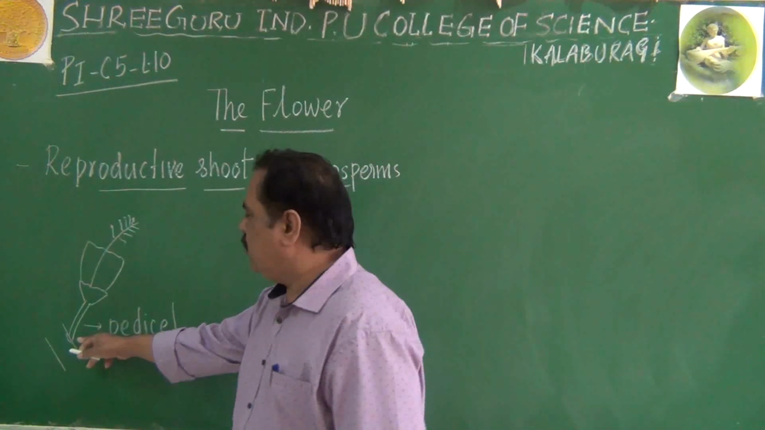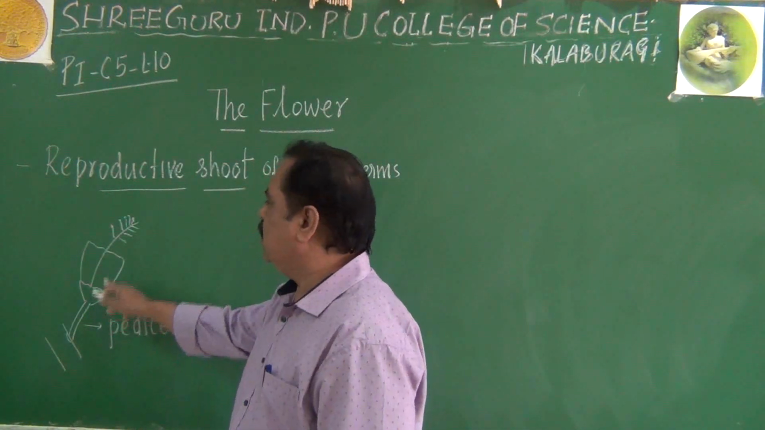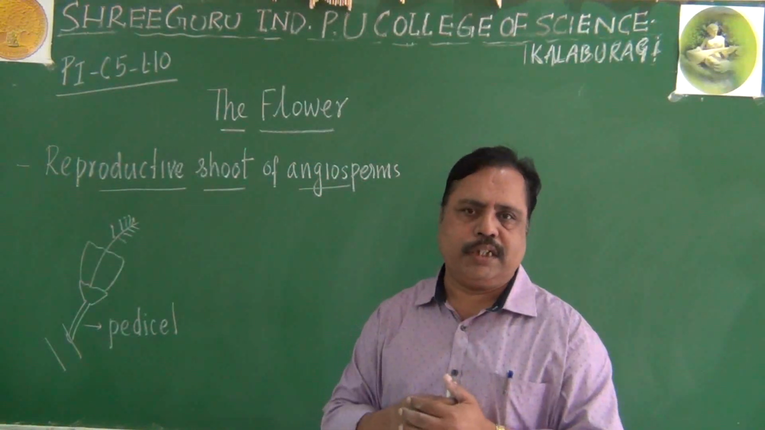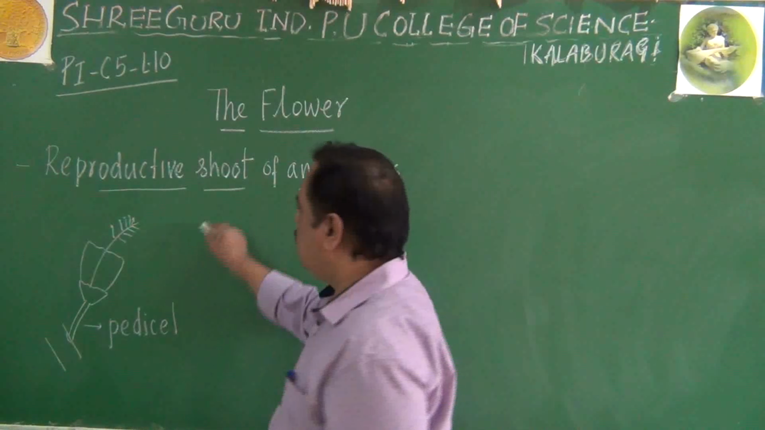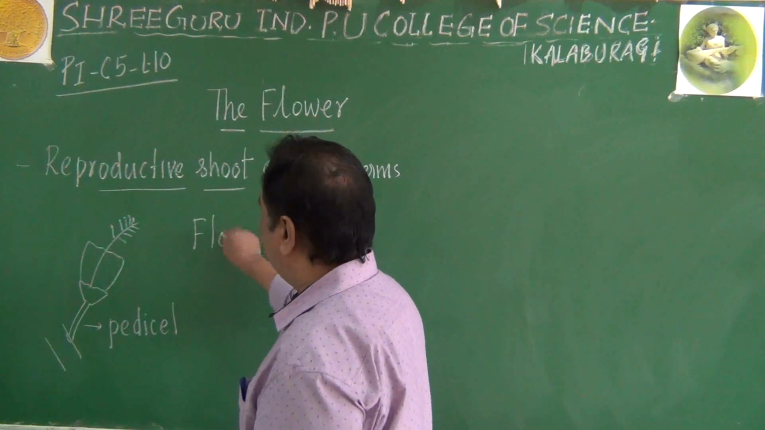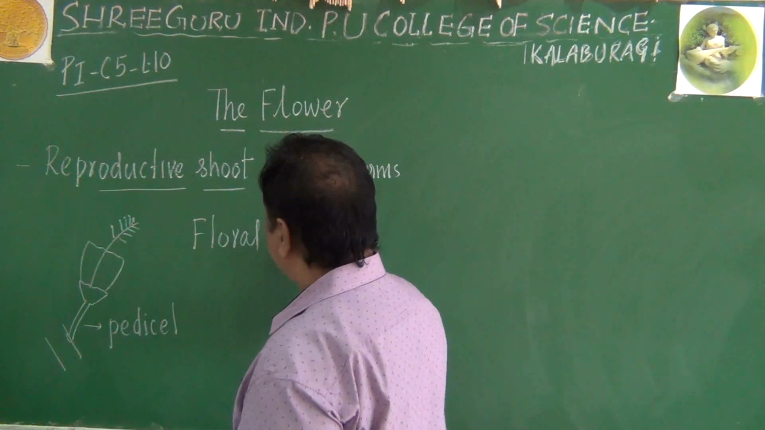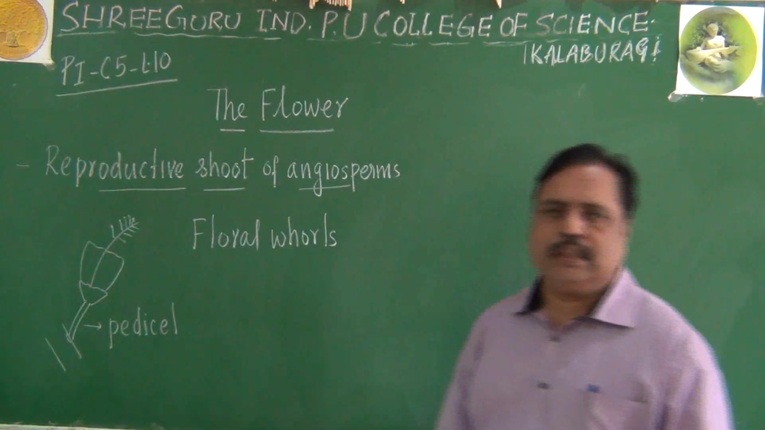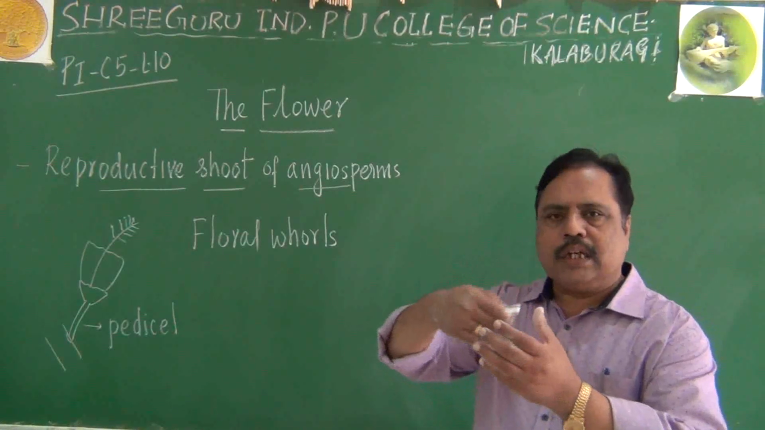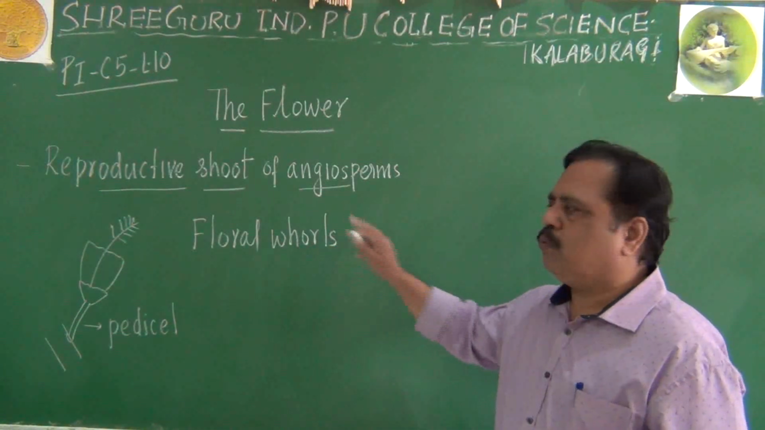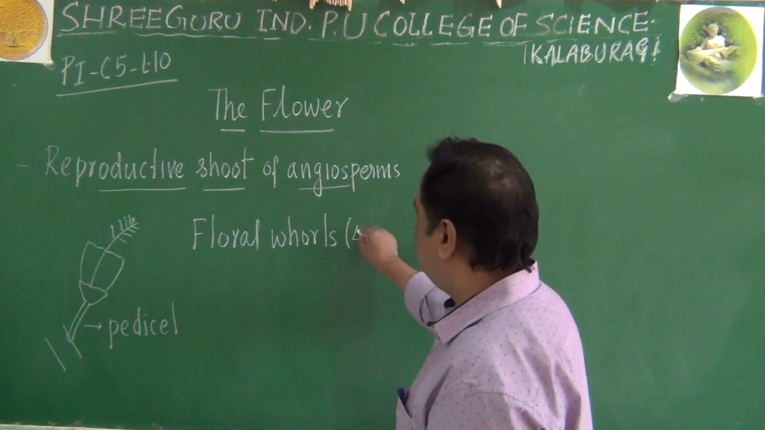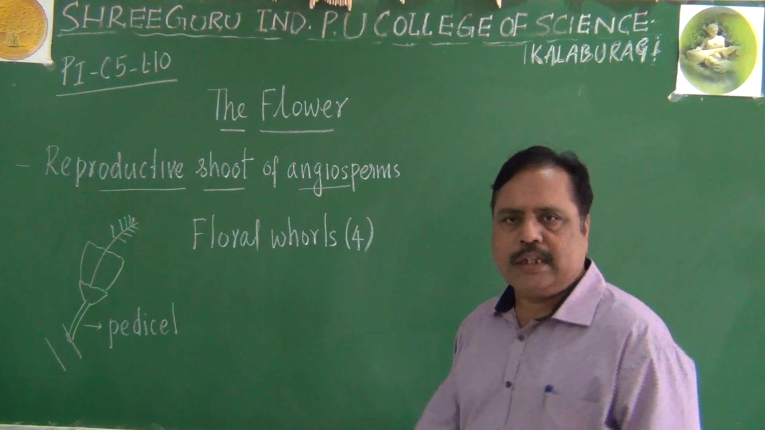Now this bud will develop into a pedicel which will have 4 parts arranged into a structure. These 4 parts are called floral whorls. That means the parts of a flower are called floral whorls. How many floral whorls are there? 4 floral whorls are there.